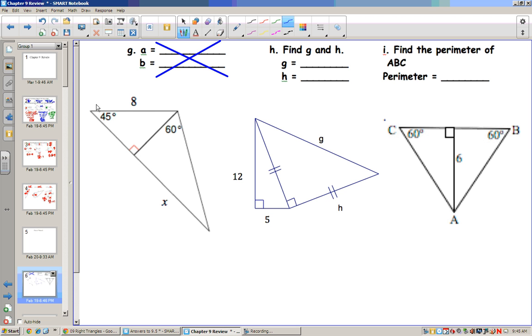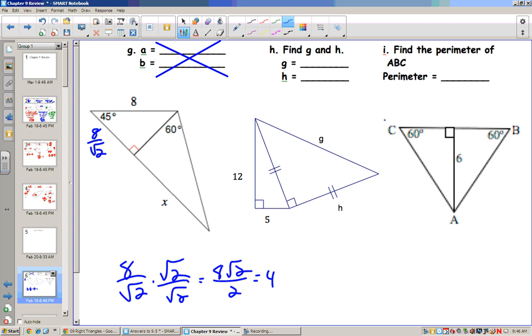If this is a 45, 45, 90 right triangle, if this side is 8, I divide by the square root of 2 to get this side, so that's 8 divided by the square root of 2. And if we rationalize 8 over the square root of 2, that would be 8 root 2 over 2, which is 4 root 2. So that's 4 root 2, this is 4 root 2.